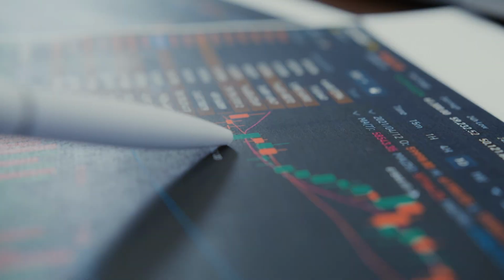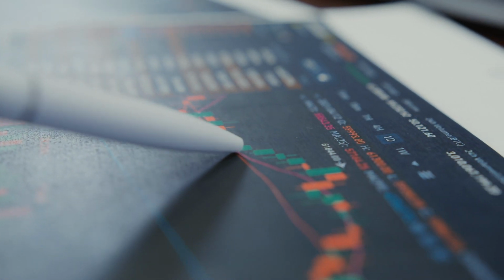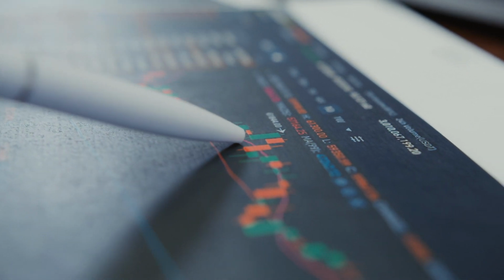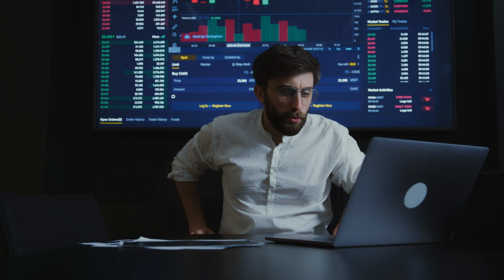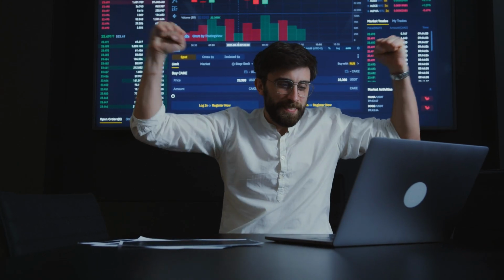In conclusion, online trading can be a rewarding investment opportunity for beginners. However, it's essential to educate yourself, choose a reputable broker, and make informed trading decisions. By following these steps, you can get started with online trading and potentially earn a good return on your investment.